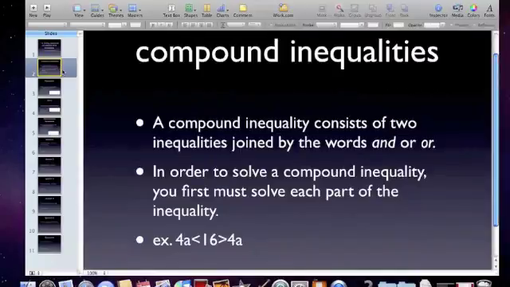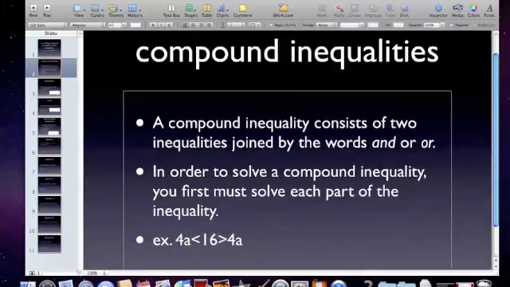Compound inequalities. A compound inequality consists of two inequalities joined by the word "and" or "or." In order to solve a compound inequality, you first must solve each part of the inequality. An example would be 4a is less than 16 but greater than 4a.